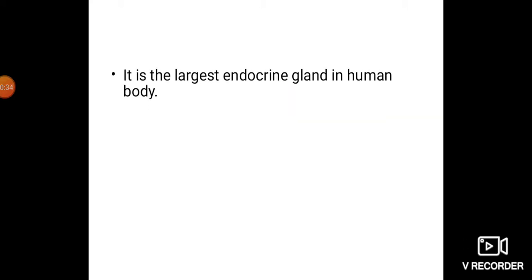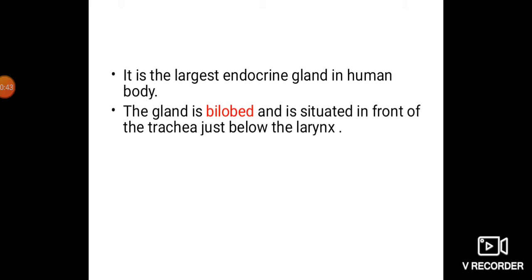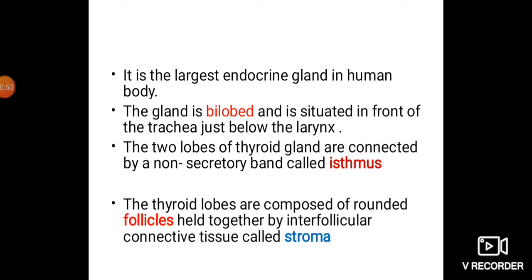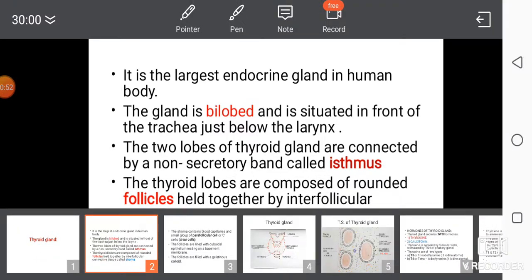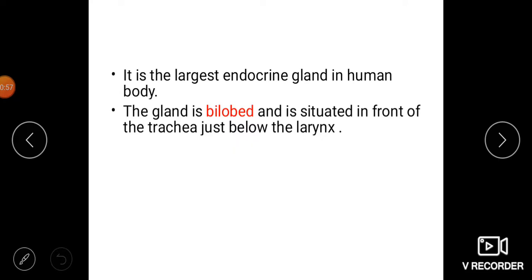It's a bilobed gland, the largest endocrine gland in the human body. The gland is bilobed and is situated in front of the trachea. The trachea is the windpipe, and the larynx is the voice box.